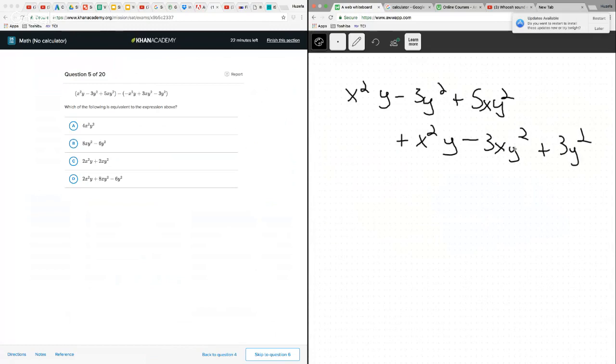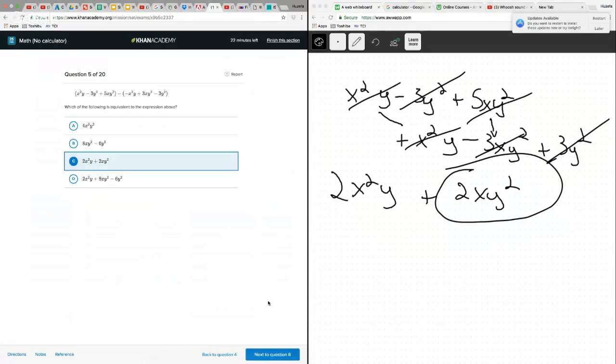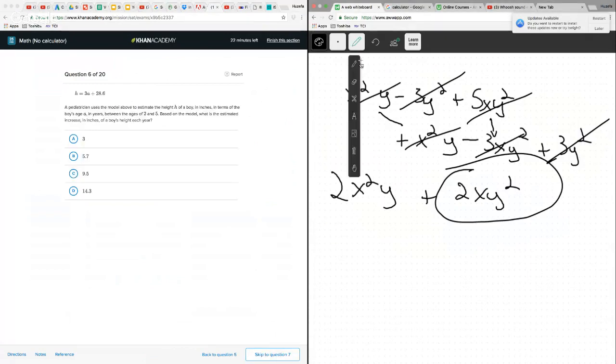Now let's go ahead and combine like terms. These two combine to be 2xy squared. These two combine to be x squared y. And then we've got negative 3y squared and positive 3y squared, they just cancel out. I think I've gotten everything else, right? These combine to be 2x squared y, I forgot the 2, and then these combine to be this. So it should be 2x squared y plus 2xy squared, and that is C. Let's go to the next question.